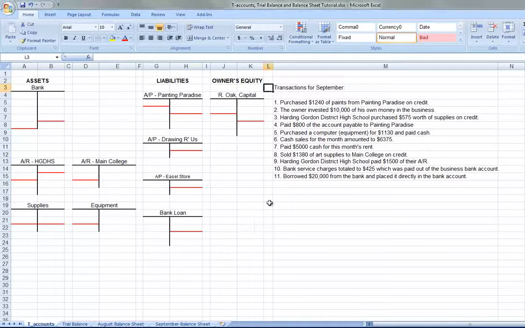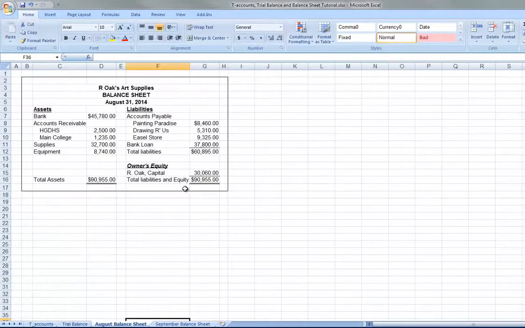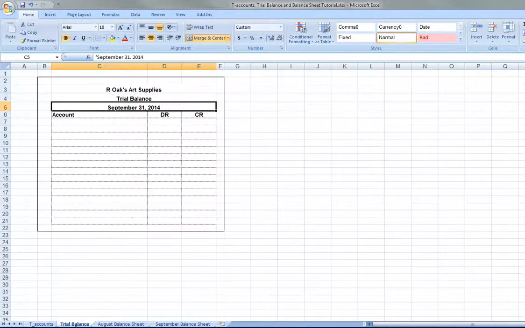The purpose of this tutorial is to demonstrate how T accounts work. And so we have all these blank T accounts right now. We have these 11 transactions. We have the previous month's balance sheet, and so these numbers are where the T accounts start. And then we're going to create a trial balance, so that's blank for the following month.